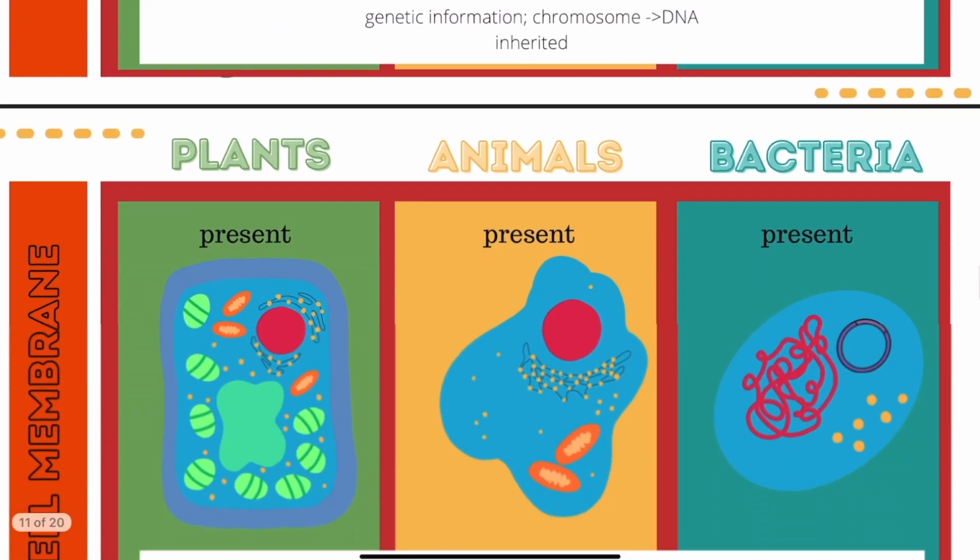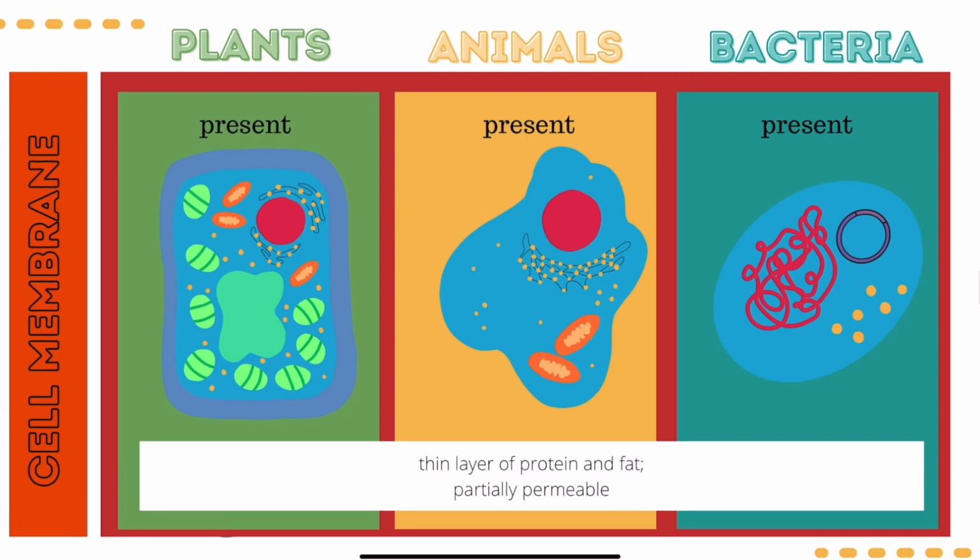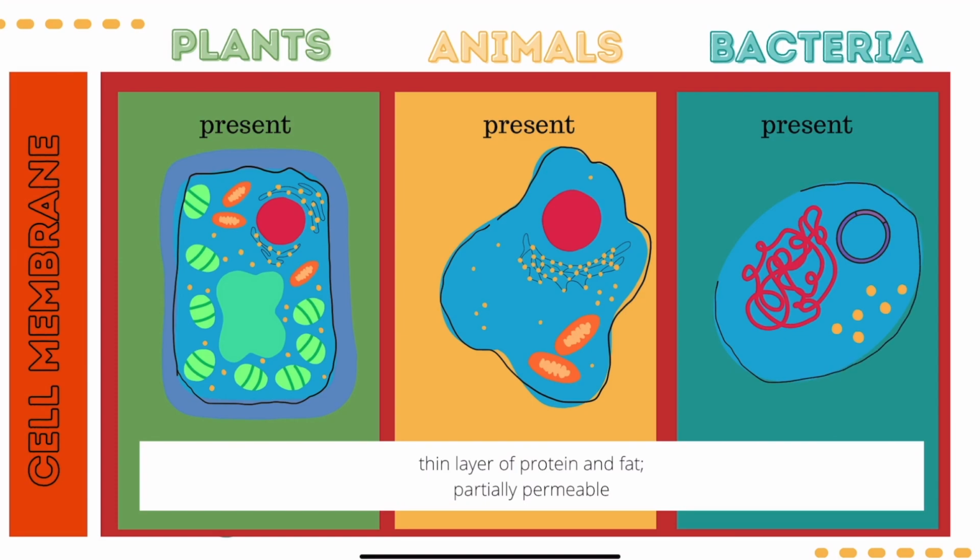Next, we have our cell membrane. So in plants, it would be the area in here, like right the outline in between this purple and blue area. For animals, it would be the border of the blue area. And for bacteria, same goes. That is where your cell membrane can be found.